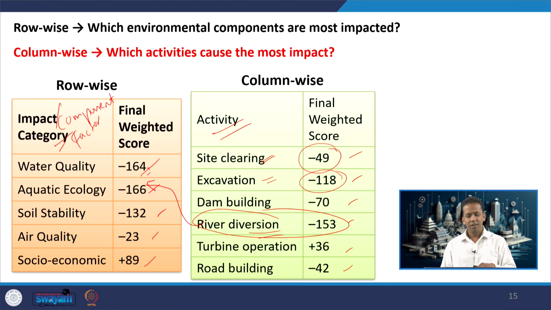Okay. It is the interpretation, again similar to the Leopold matrix when we had shifted the rows and columns to project activities and environmental components, but here it is slightly different.